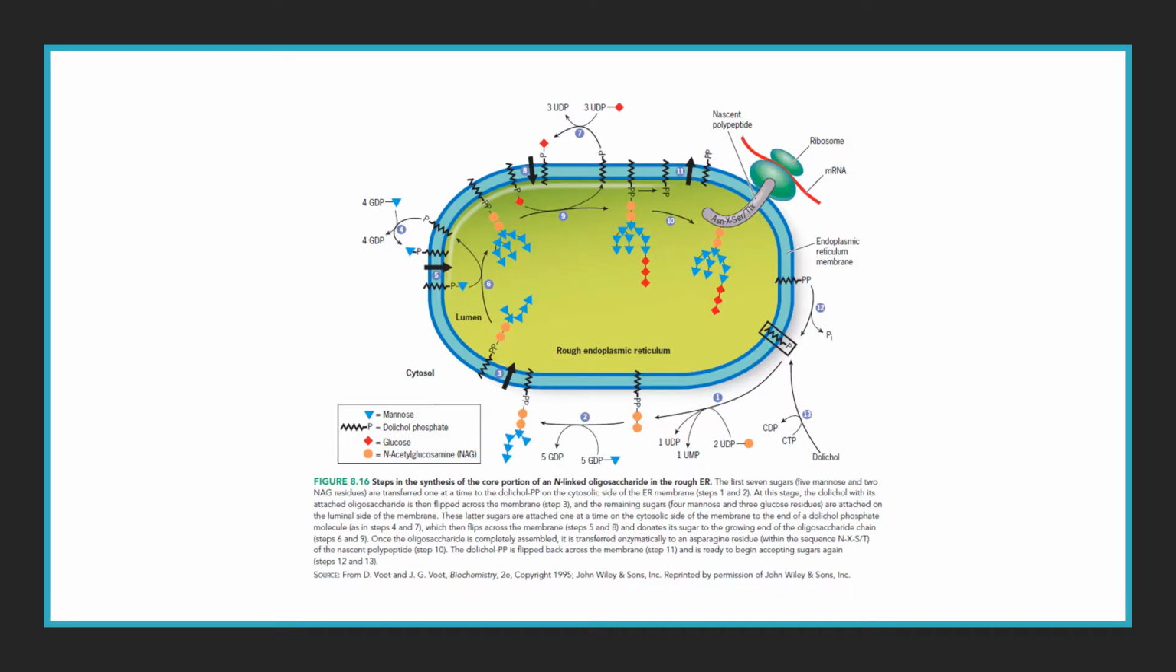So this image shows you the steps in the synthesis of the core portion of an N-linked oligosaccharide in the endoplasmic reticulum. Again, we will not be dealing with this or more complex types of processes, but I would just like you to read most of it, or understand basically the processes that are involved in this synthesis. This image can be located on page 273 of your book. Okay?